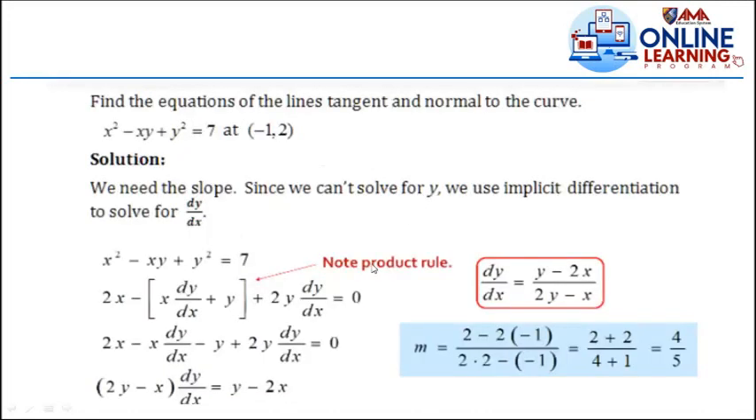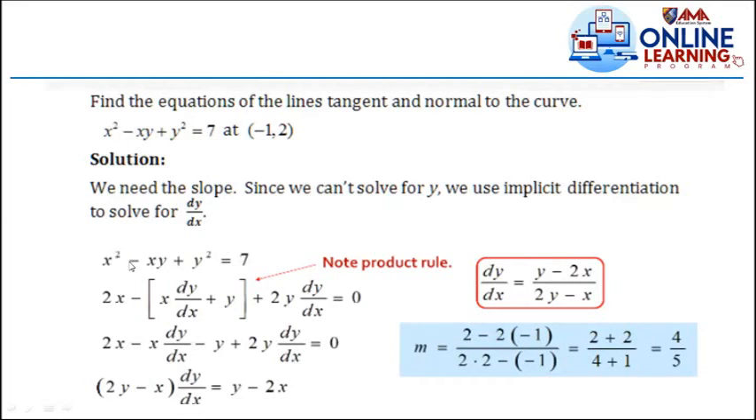So we have another example. Find the equations of the lines tangent and normal to the curve x squared minus xy plus y squared is equal to 7 at the point negative 1, 2. So we are going to look for the equation of the tangent line and the normal line to the curve. Solution: since we cannot solve for y, we use implicit differentiation to solve for dy/dx.